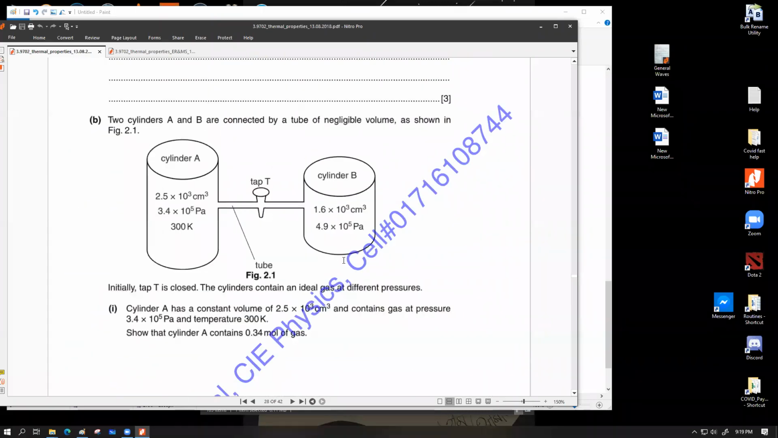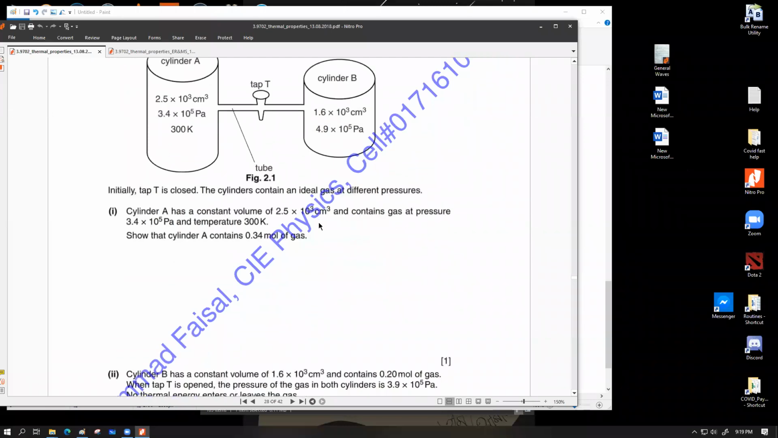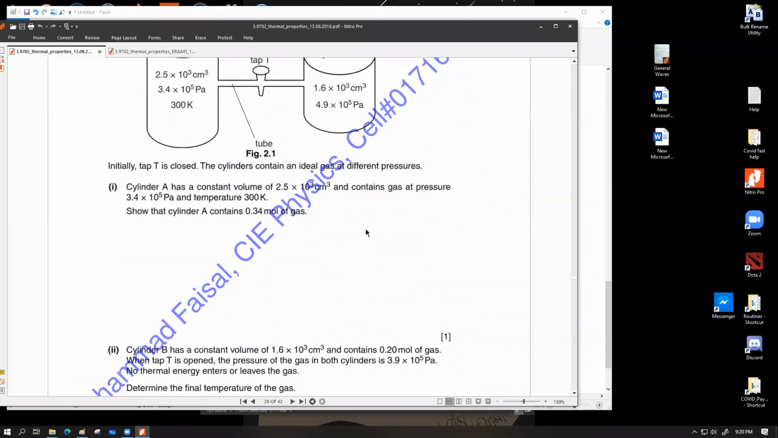Like this. Question number will say two cylinders A and B are connected by a tube of negligible volume as shown in figure 2.1. Cylinder A has this much volume and this many Pascal at 300 Kelvin, and cylinder B this many centimeter cube and this many Pascal. There is a difference in pressure, yes. This one has a higher pressure, this one has a lower pressure. So whenever we open the tap, gas has to travel from here to here so that the pressures become equal, because that's how gas behaves. It travels from high pressure region to low pressure region.